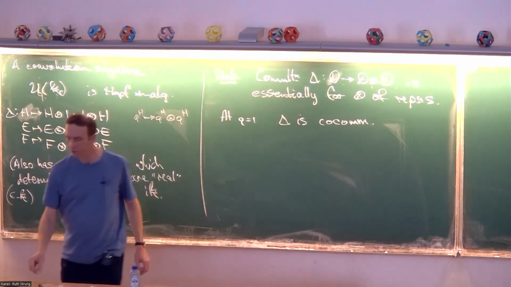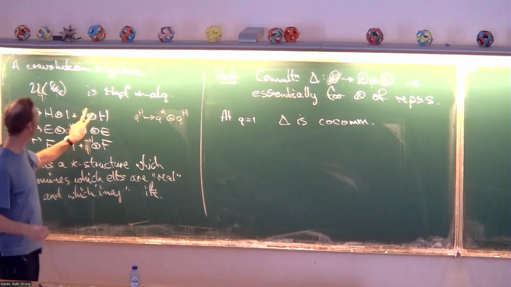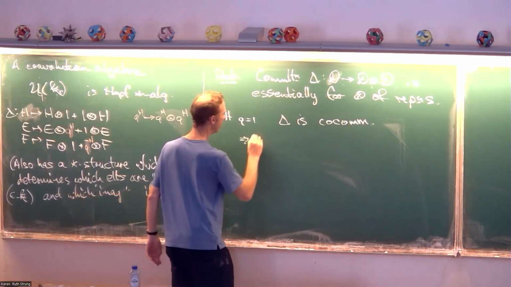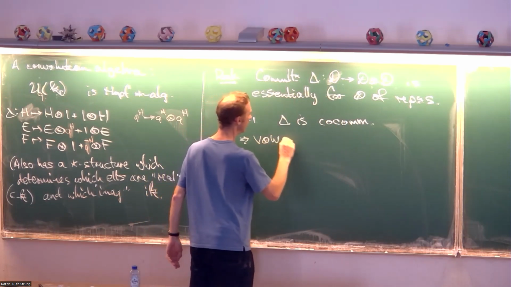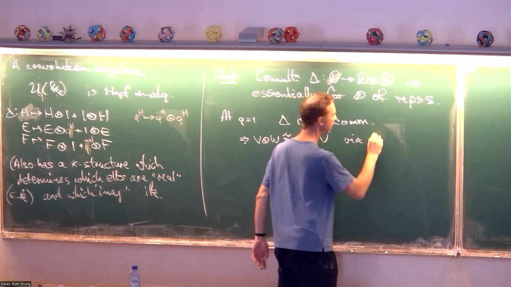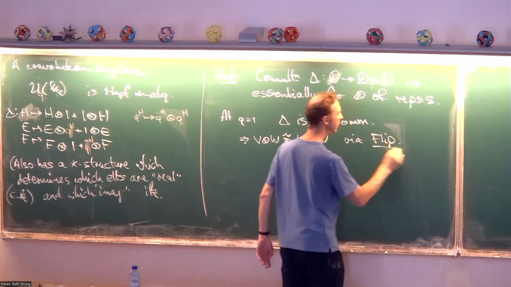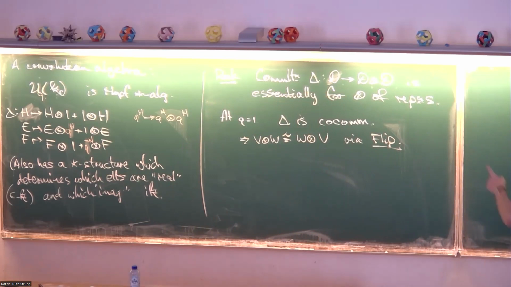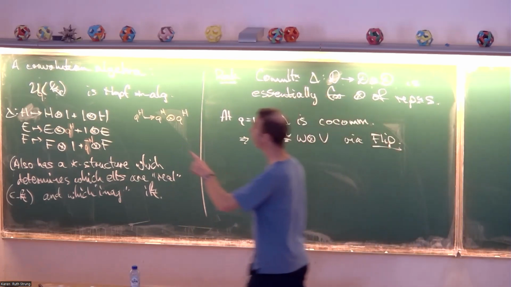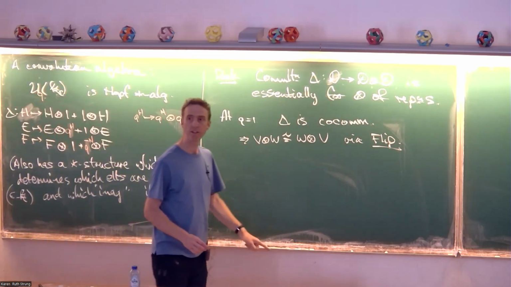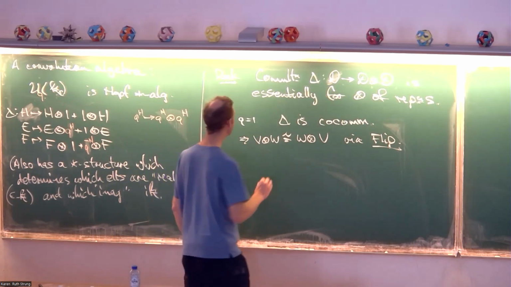At Q equals 1, this was co-commutative, meaning that if I flip these rules, nothing changes, with the consequence that V tensor W is isomorphic to W tensor V via the flip, for every V and W. Again, this is no longer the case for UQK when Q is not 1, but it turns out it's not far from being true. And again, Pavle mentioned this yesterday.